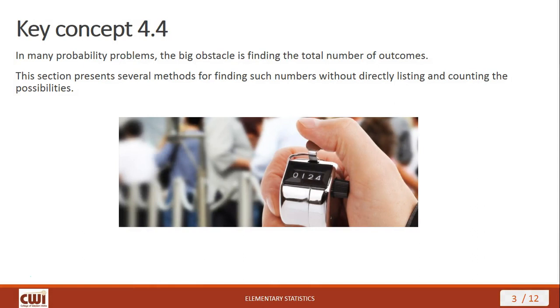So the big obstacle for many probability problems is finding the total number of outcomes. What's our sample space? As I said, we're going to look at several methods for figuring out what that sample space is without directly listing and counting all of the possibilities.